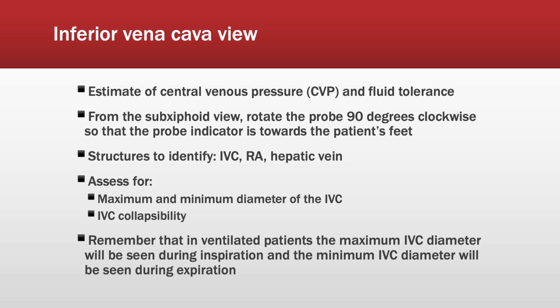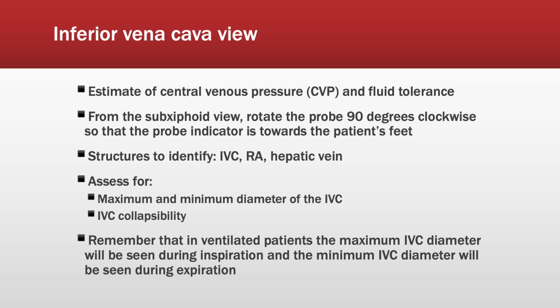Last but not least is the inferior vena cava view, which can be used to estimate central venous pressure as well as fluid tolerance in our patients. To obtain this view, we're going to go from the subxiphoid view, which has the probe indicator towards the left side of the patient, and then rotate that probe 90 degrees clockwise so that the probe indicator is now towards the feet of the patient.